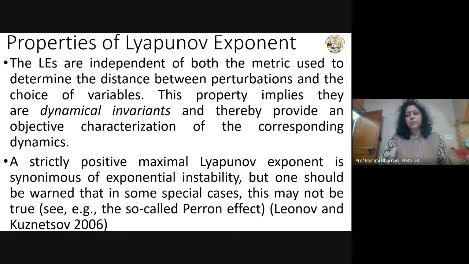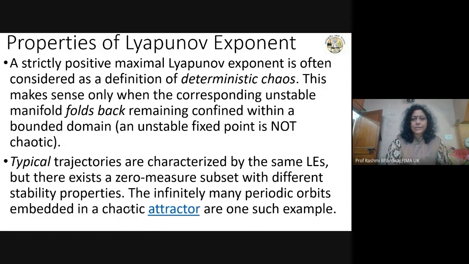Because this maximum Lyapunov exponent is not giving the instability, we are going to use a different type of Lyapunov indicators, and based on that we try to finalize whether the system is chaotic or not. So a strictly positive maximum Lyapunov exponent is always considered as deterministic chaos. Typical trajectories are characterized by the same Lyapunov exponent, but there exists a zero measure subset with different stability properties. So the infinitely many periodic orbits embedded in a chaotic attractor are an example of different types of trajectories.